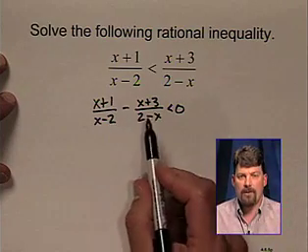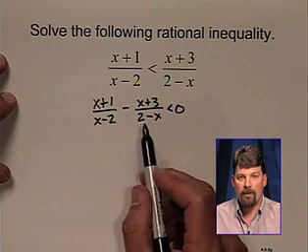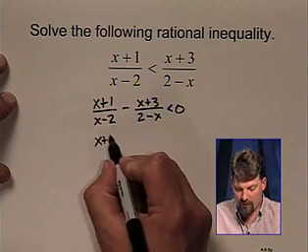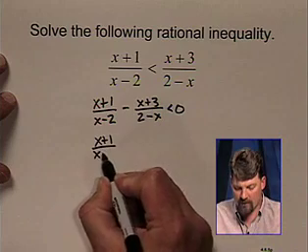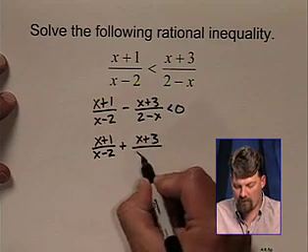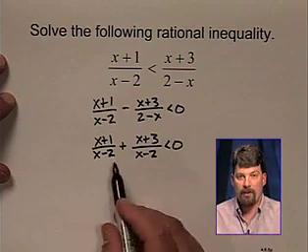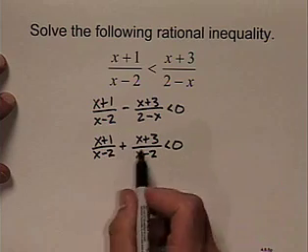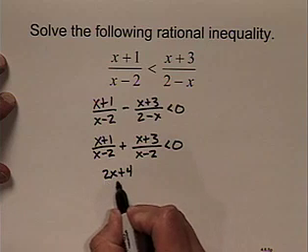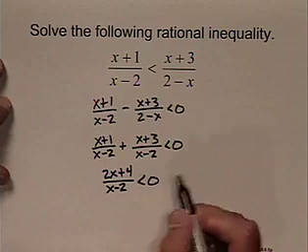Here I have x minus 2, here I have 2 minus x. If I factor out a negative and reorder those, so I have x minus 2, make that positive, that should do the trick. So we'll have (x + 1)/(x − 2) + (x + 3)/(x − 2) is less than 0. And now I have common denominators, so I can combine the numerators. x plus x is 2x, 1 plus 3 is 4. So we get (2x + 4)/(x − 2) less than 0.